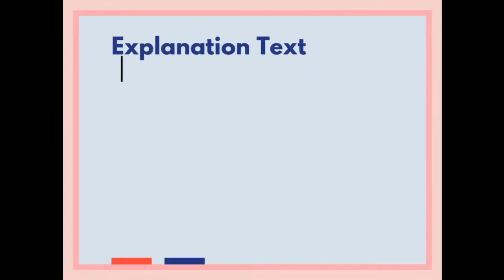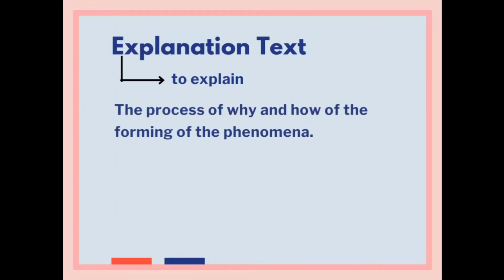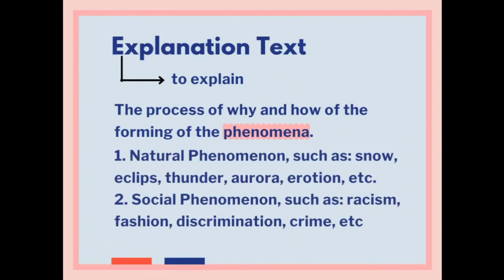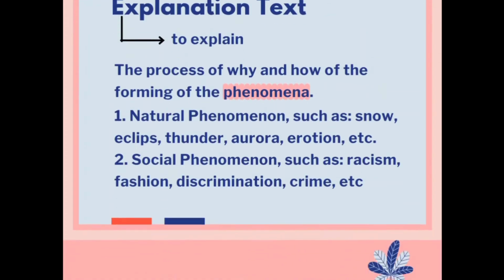So, what exactly is explanation text? Explanation text is simply a text to explain. The thing that is being explained is the process of why and how of the forming of the phenomena. The phenomena in this context can be two phenomena. The first is natural phenomenon, such as snow, eclipse, thunder, aurora, erosion, etc. The second is social phenomenon, such as racism, fashion, discrimination, crime, etc.